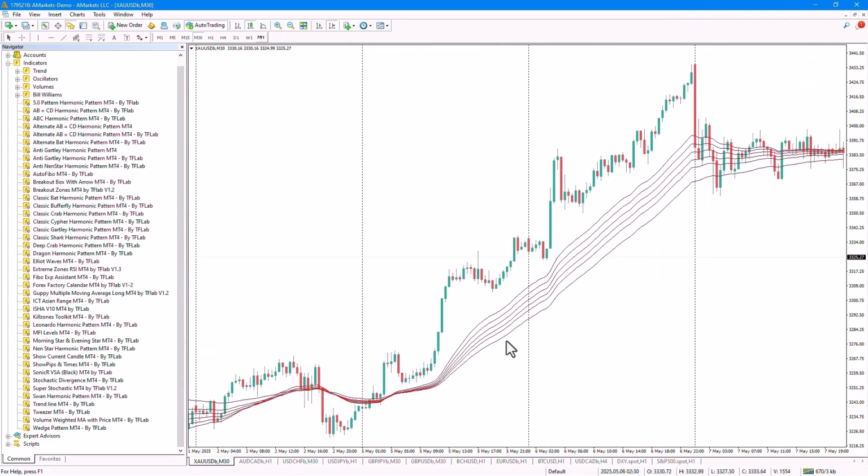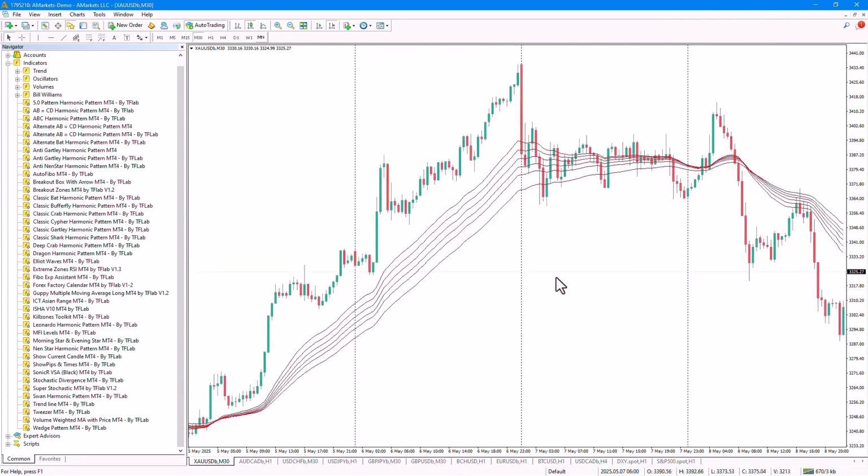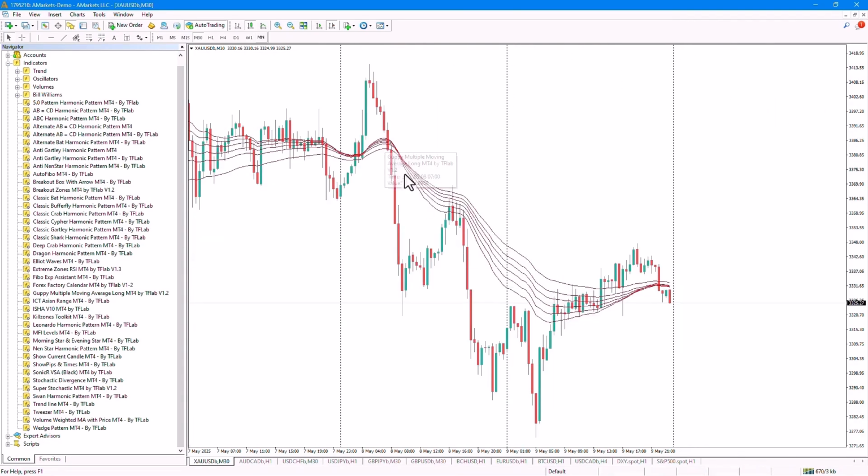As we can see here, we can enter a trade in the direction of the trend, or after a break of the moving averages and a pullback to the zone, we can enter a sell trade.